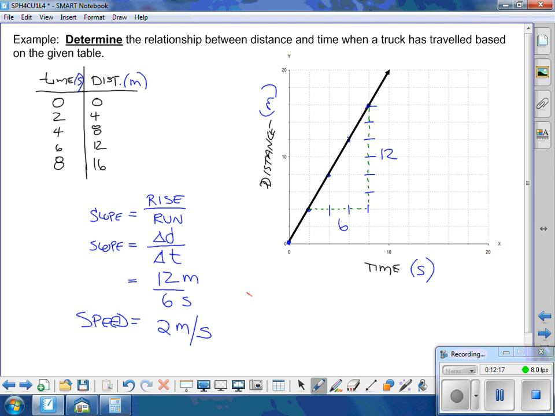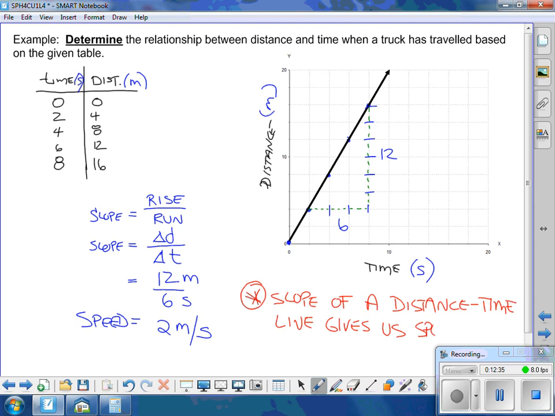So the slope of a distance-time graph gives us speed or velocity, depending on what we're looking for. It's because of the way the units worked out when we did the division, 12 divided by 6. So if you have a graph with distance and time, you can find how fast the object was traveling.